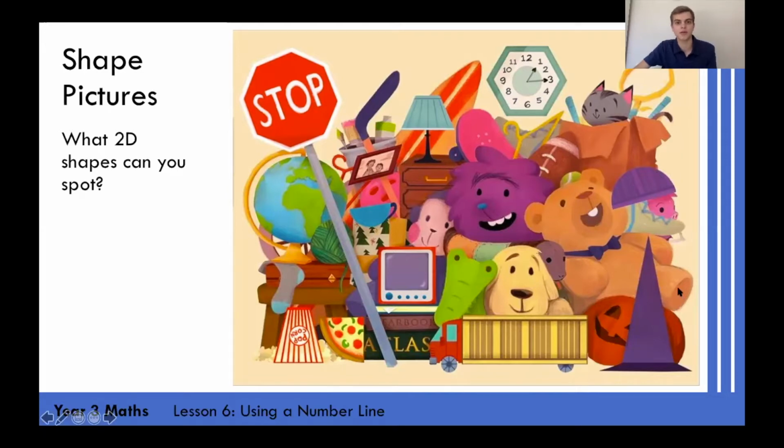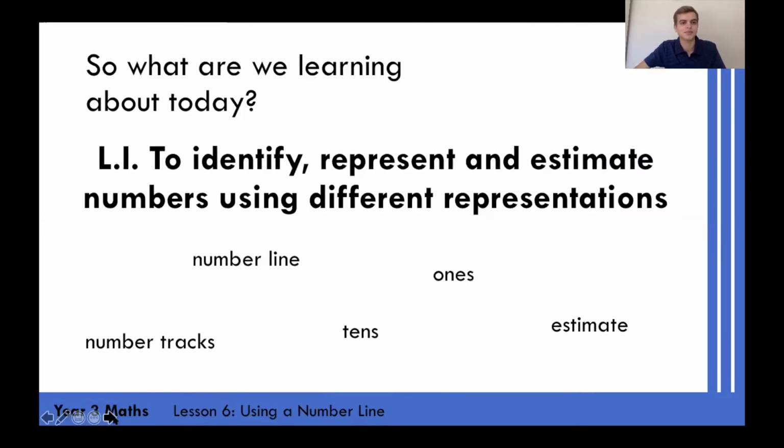I wonder if you saw any different shapes than I've seen. Well done if you managed to find some of those shapes. So what are we going to be learning about today? Now, in our previous lessons, we've looked at using Deans and looked at using place value counters to represent 3-digit numbers. And today we're going to look at a different representation of number. And today we're going to be using a number line.